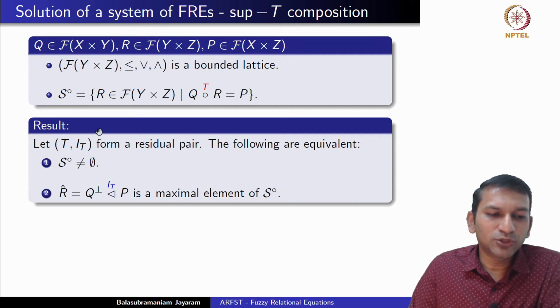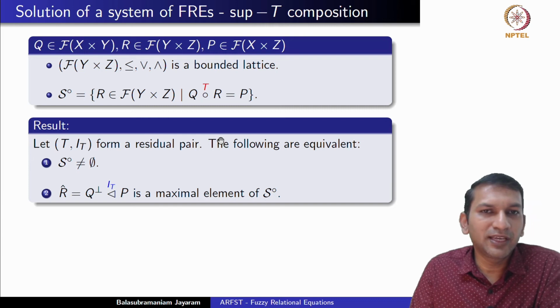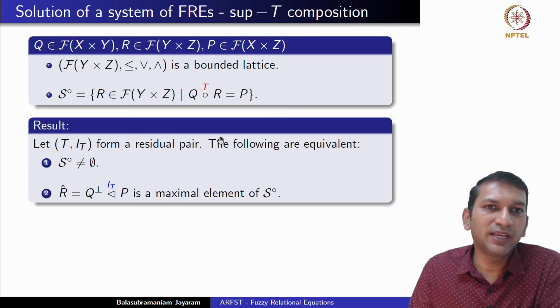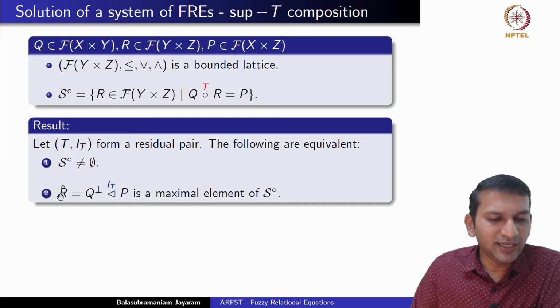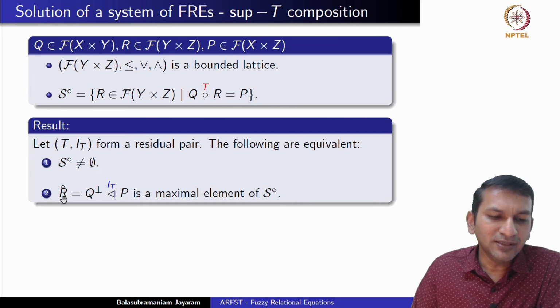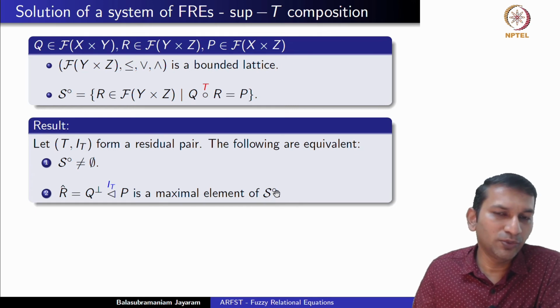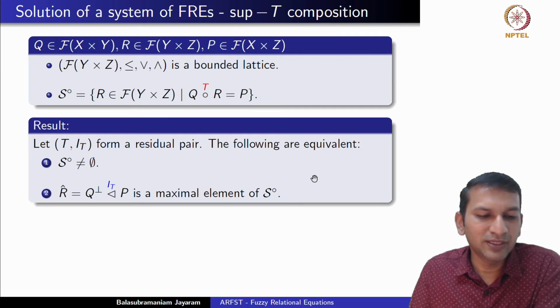It says that the solution space is non-empty if and only if this relation that you obtain from Q and P itself, much like in the case of invertible matrices, how we obtain X as A inverse B. So it says that in such a case, this relation that you obtain, of course, by using sup inf IT composition between the transpose of Q and P, not only should be an element of S circle, which means not only should it solve this equation, but it should also be a maximal element of this space.